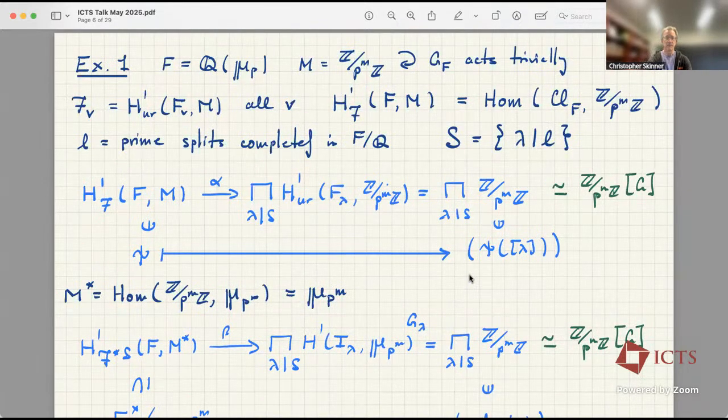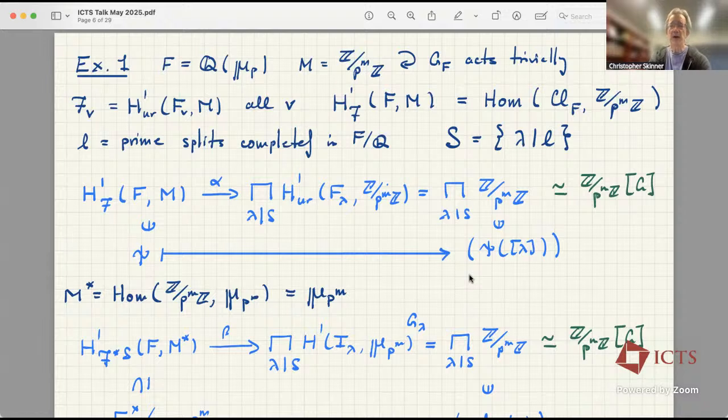Let's look at an example where the number field is Q adjoin the pth roots of unity for a prime P. M is just going to be Z mod P to the MZ. The exponent M doesn't matter. And G_F, the Galois group, is going to be acting trivially. So this is just the trivial module. I'm going to take my local conditions to be everywhere unramified.